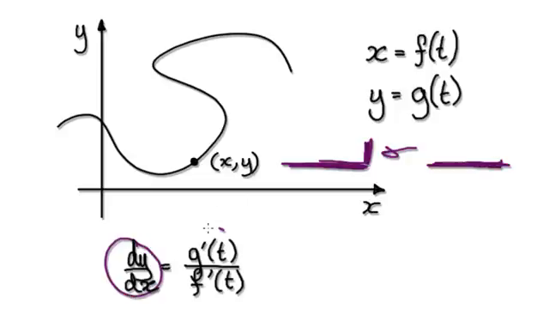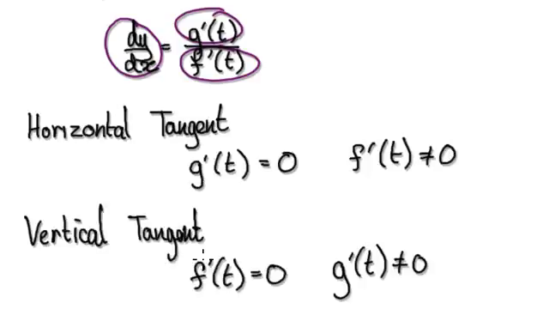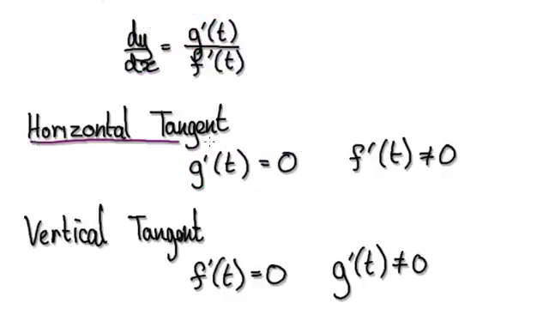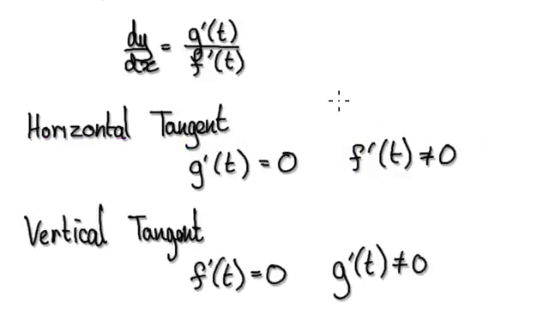So dy by dx is this thing divided by this thing. But if ever this thing here is 0, then you're going to get yourself a horizontal tangent. Just make sure that this thing here is not 0. And then remember the gradient is the up and down divided by the across.